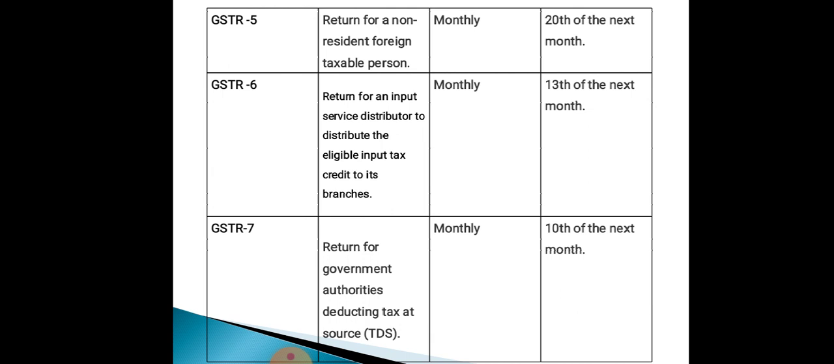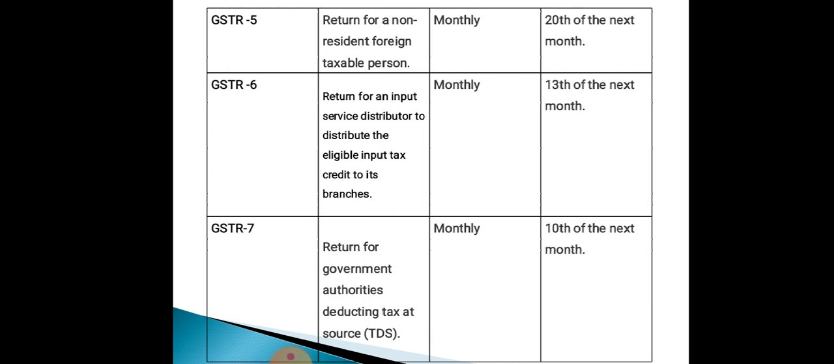Frequency: monthly. Due date: 20th of the next month. As per the GST Act, the due date to file GST return 5 is every 20th of the next month. For instance, the return for September 2018 will be due on 20th October 2018.